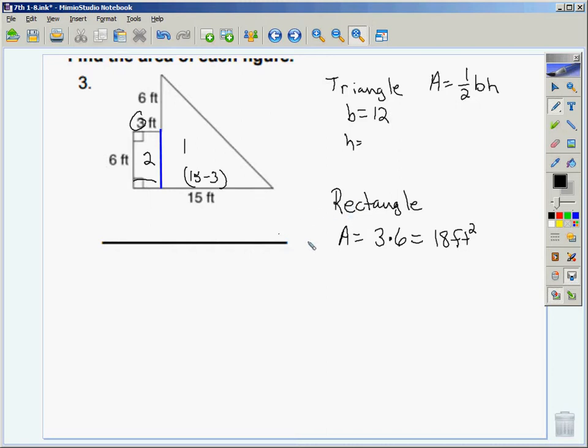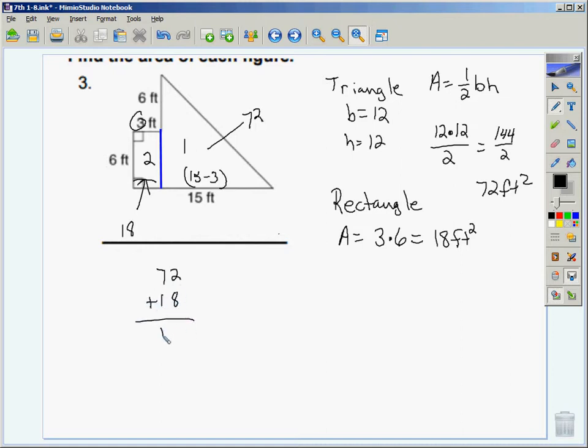What's the height of the triangle? 12. It's this 6 plus this 6. Everybody see that? So, I would take 12 times 12 divided by 2. 144 divided by 2 for 72 feet squared. This is 72. This is 18. Does everybody see that I took the time to write down the pieces for each of my shapes? I calculated that shape. What am I going to do with them now that I've calculated them? I'm going to add them together. I'm going to take 72 plus 18, which is going to give me 90 feet squared. This is my answer.